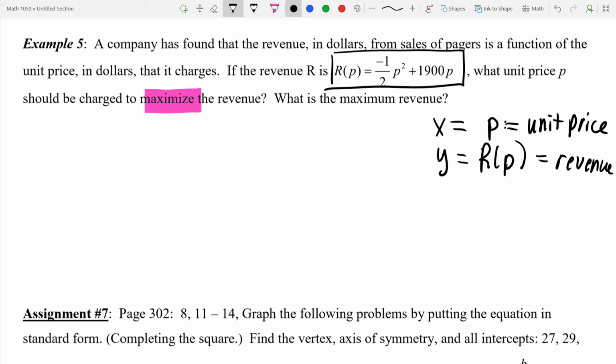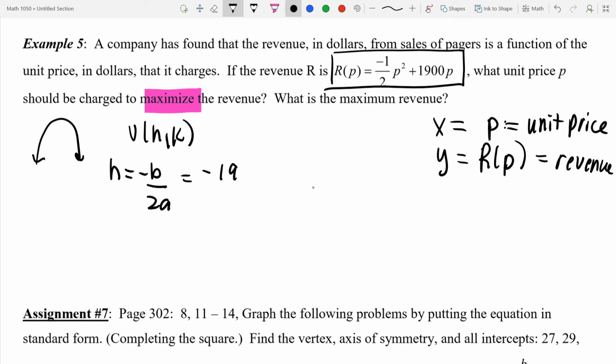Guys, everybody look so you understand this. This is a parabola that opens down. How do I know that? It's got a negative. That vertex is going to be a maximum. So all they're asking me for is the vertex. That's it. So it's exactly what I just did. So I just go, my vertex is H, K. H is negative B over 2A. That's negative 1900 over 2, and A is a negative 1/2.